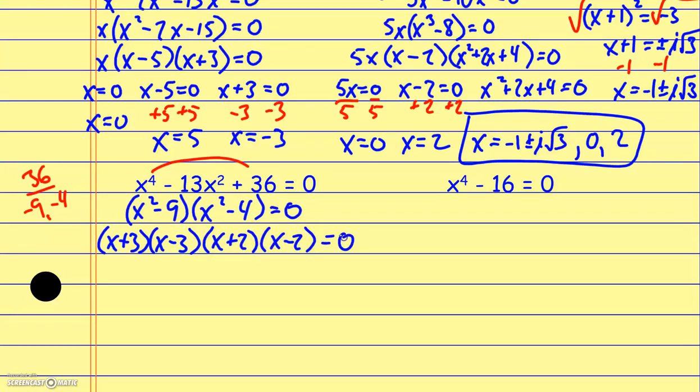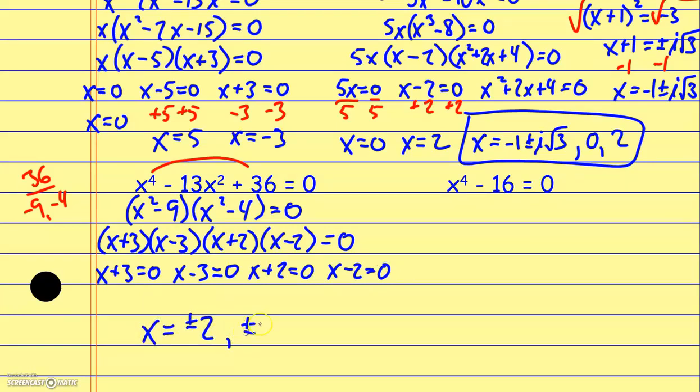And now I set each factor equal to 0. So I do x plus 3 equals 0, x minus 3 equals 0, x plus 2 equals 0, and x minus 2 equals 0, and I solve each. So I end up with these answers. I end up with plus or minus 2, and I end up with plus or minus 3. So I end up with 4 legitimate answers this time.